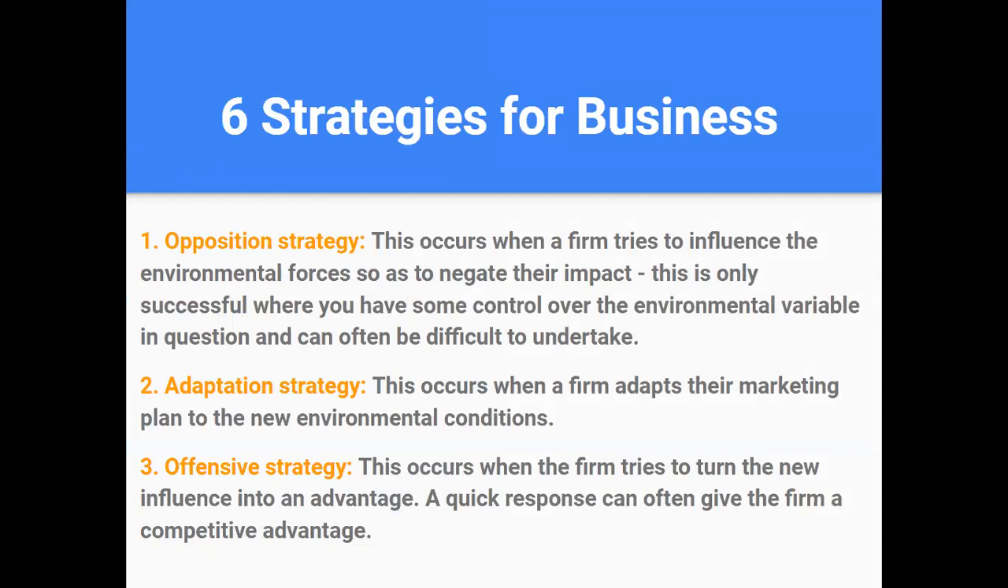Okay, so you've noticed that there are some issues going on in the environment, and you need to develop strategies to deal with these issues, whatever they might be. The first strategy some businesses will take is an opposition strategy. This occurs when the firm tries to influence the environmental forces so as to negate their impact. So rather than changing your strategy, you change the environment in some way.